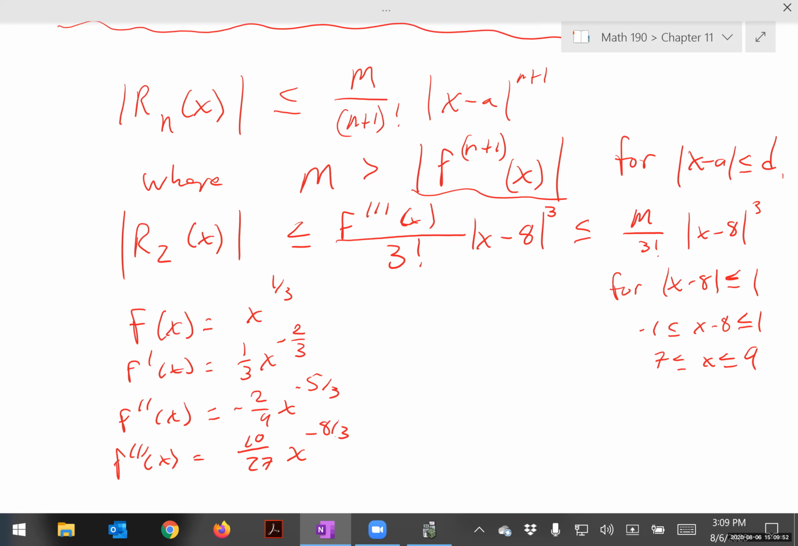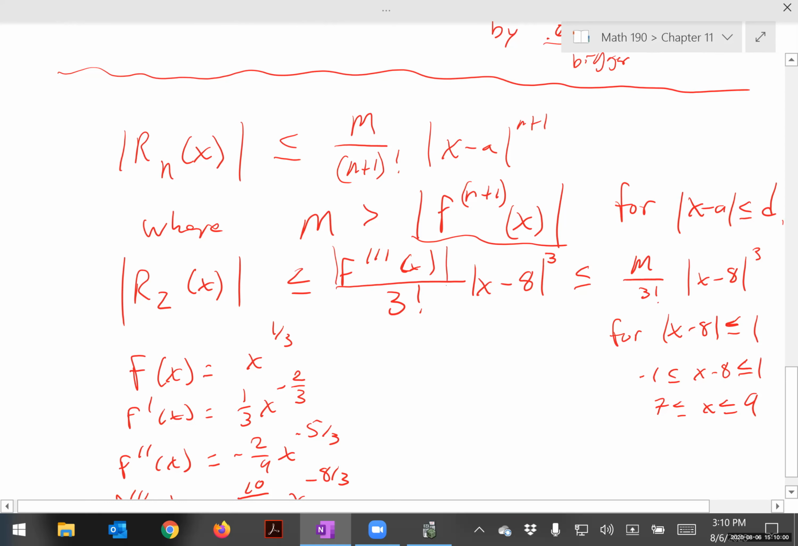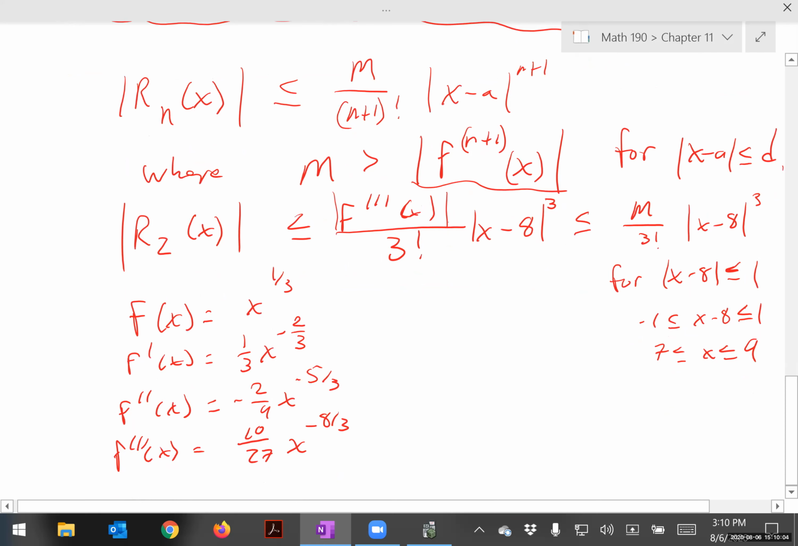And then we're going to take, oh, I forgot to put the absolute value here. There's an absolute value here and there. So let's look at the absolute value of this thing, less than, sorry, that's a strict inequality, less than some M, because we want to say, what's the boundary for this thing? So the absolute value of 10 over 27 x to the negative 8/3 is less than some M.